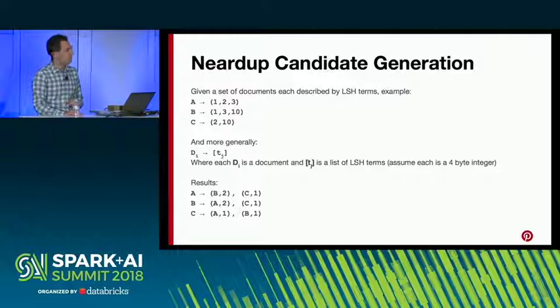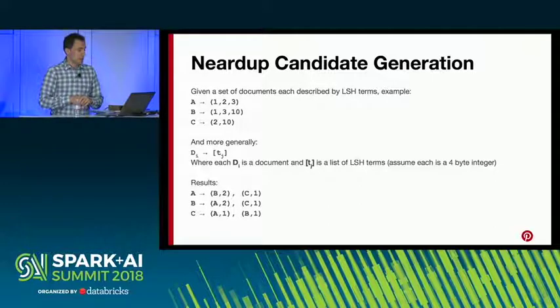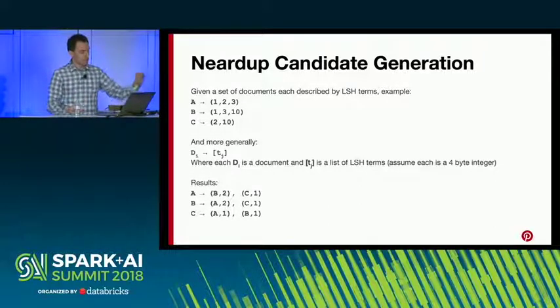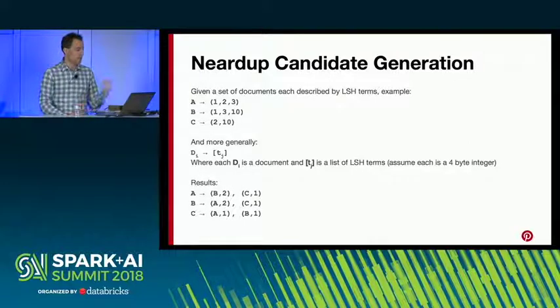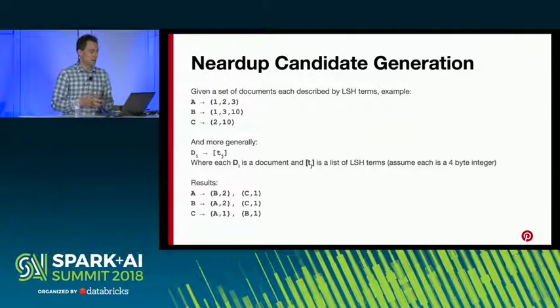So, for example, again, let's say object A is described by these LSH terms, B by 1, 3, 10, and C by 2 and 10, and more generically, some D_i is described by a list of terms T_j, and we'd like to produce the results you see at the bottom. They're basically overlaps sorted by the amount of overlap. So A has the most overlap with B, and a little bit less overlap with C. And of course, it's a symmetric relationship, so you see reverse pairs.